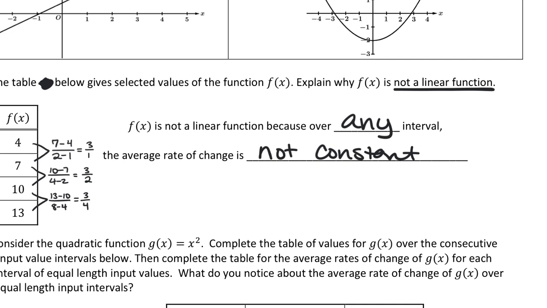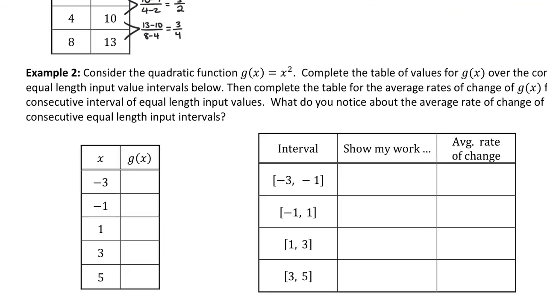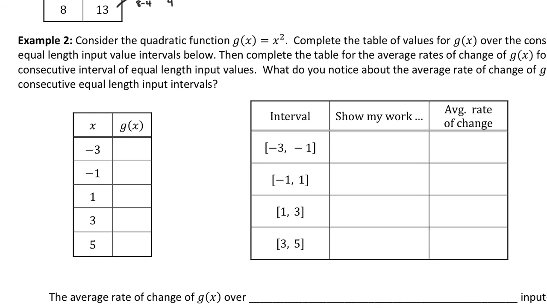Is that a little bit clearer what I mean by that? Yeah, if the average rate of change is not the same every time, it's definitely not linear. If we look at a quadratic example here, consider the quadratic function g of x equals x squared.